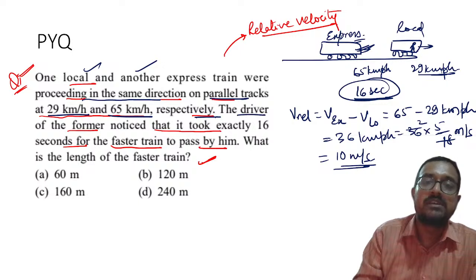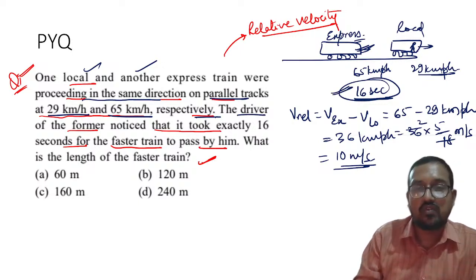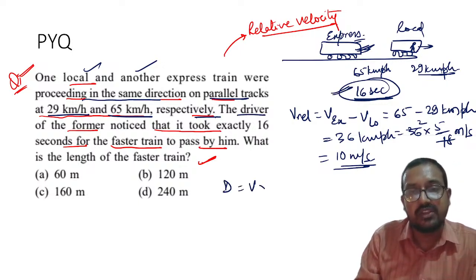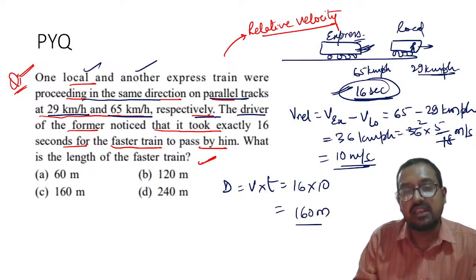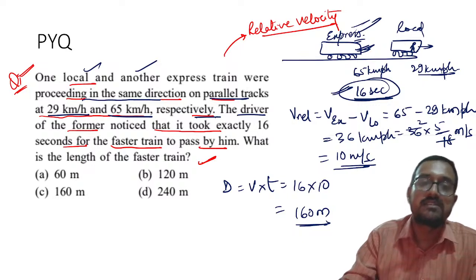Now my dear students, the time taken was 16 seconds. So obviously you know that distance is equal to V into T, that is equal to 16 into 10, that is equal to 160 meter, which was the length of this express. Understood?